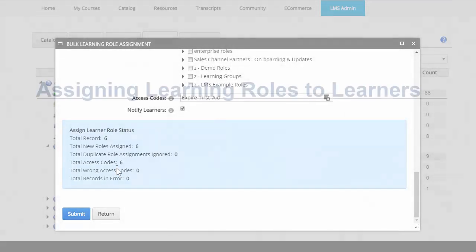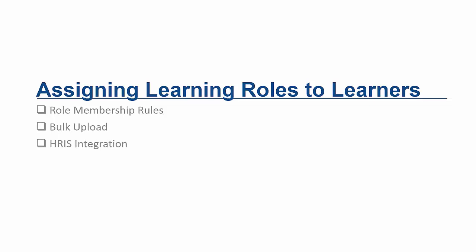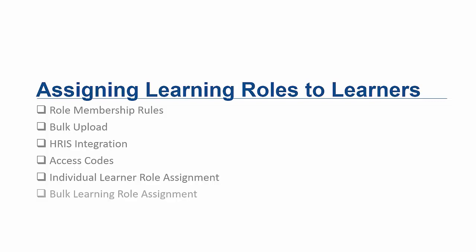It's important to remember that there's no single way to assign learning roles to learners. Automated approaches include role membership rules, bulk upload, human resources IS integration, and access codes. Manually, you can add or manage the settings of an individual's learning roles through the Learner Management page. You can also make bulk assignments with the Bulk Learning Role Assignments tool in the Team interface.